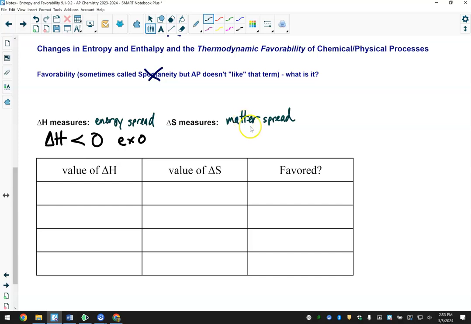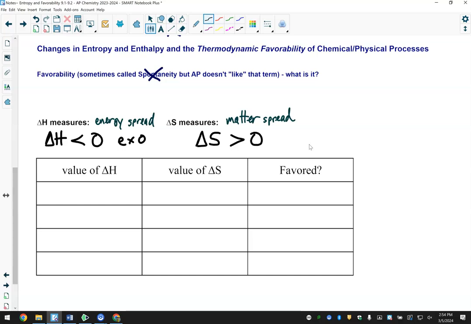We already said that matter likes to be more spread out, and we measure matter spread by the change in entropy, so we want a change in entropy that's greater than 0. Okay, now there's no name for this. There's not like an entropothermic or exoentropy. There's no term like that, okay?